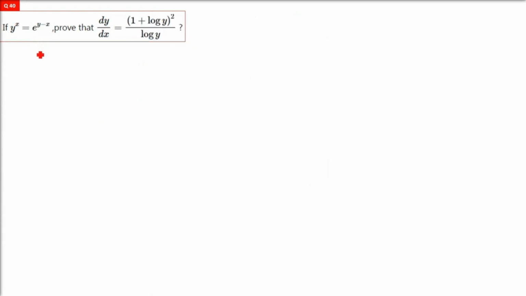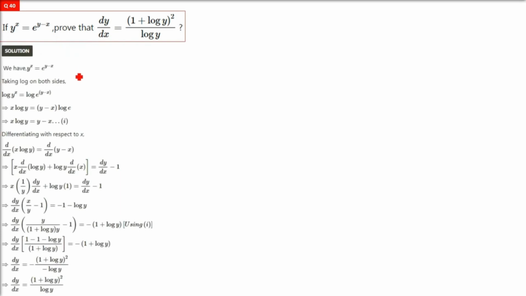Now this question, we'll do it using a log. But there is just one step which is the basis of this question. So I'm taking log: x log y equals (y minus x) log e, and log e, base e, is 1. So x log y equals y minus x. I don't have to write log e now.